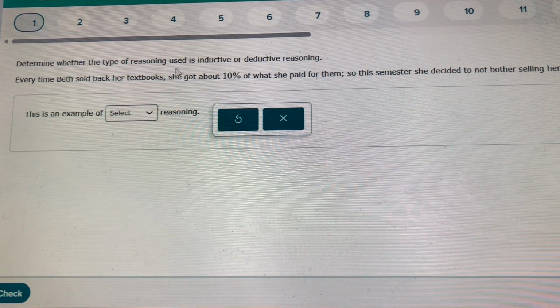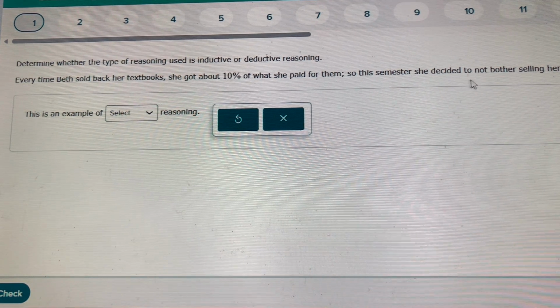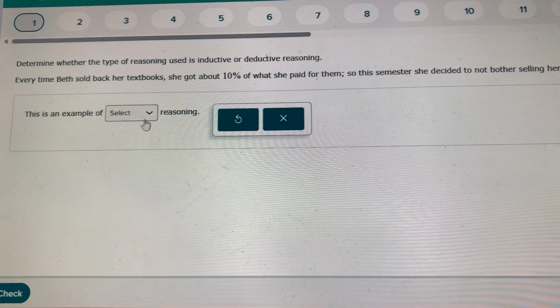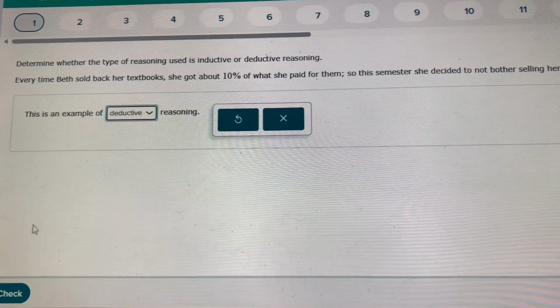Determine whether the type of reasoning used is inductive or deductive. Every time Beth sold back her textbooks, she got about 10% of what she paid for them. So this semester she decided not to bother selling her books back. So this is deductive when you use past information to try to predict what's going to happen next.